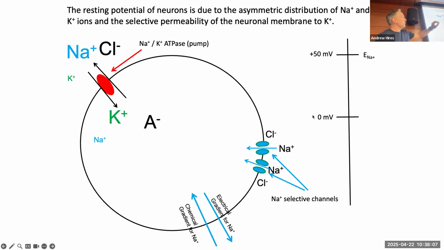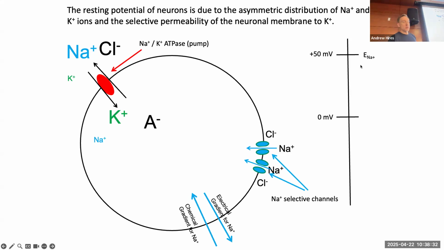So at some level, if we have enough sodium coming into the cell, eventually the inside of the cell is going to build up a positive charge because we keep pushing sodium inside the cell, up until a point where the electrical potential inside the cell, repelling the positive ions out, is going to balance the chemical gradient pulling the sodium in. So that potential is plus 50 millivolts.